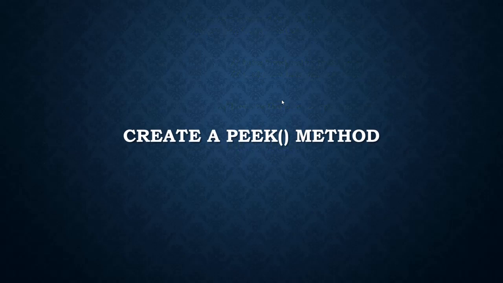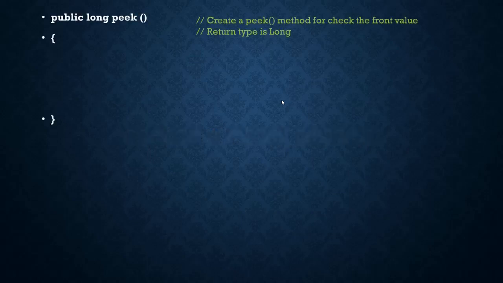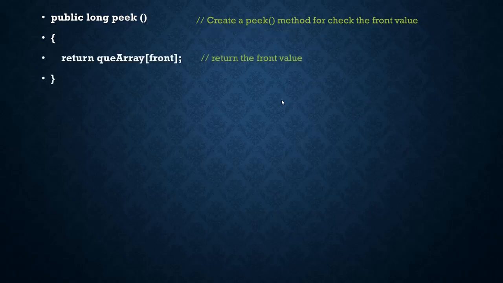Now, I am going to create my peek method. Peek means just check the front value. Fine. The return type is long, and the method name is peek. It will just return the front value but not change any location.